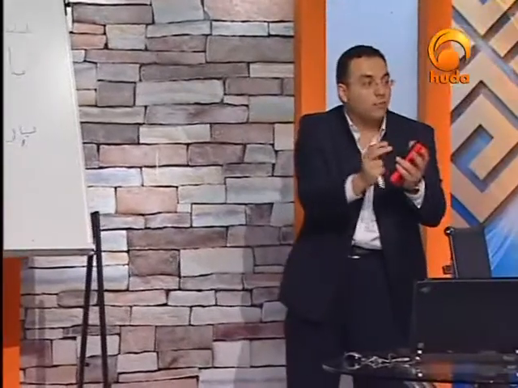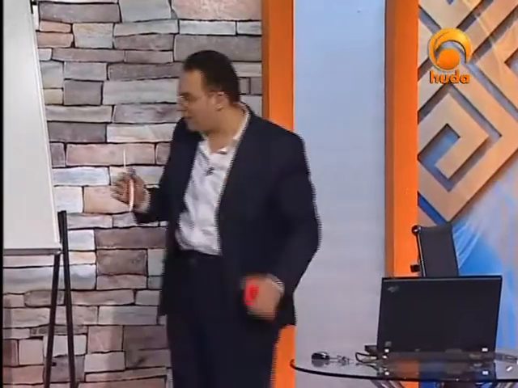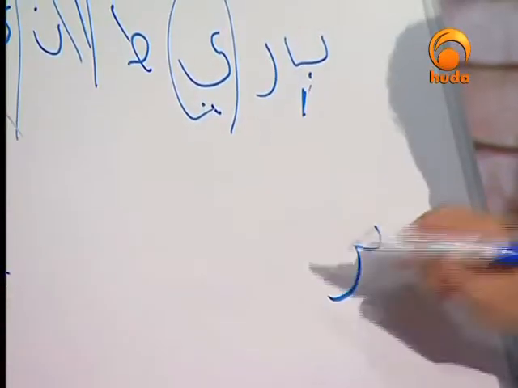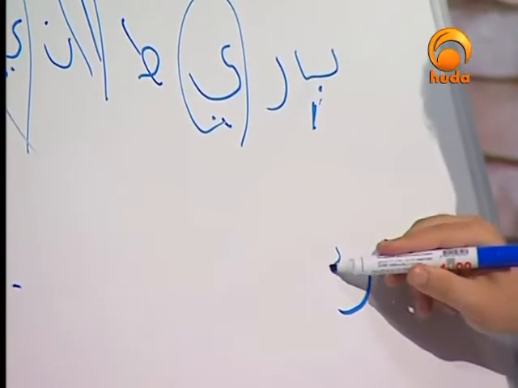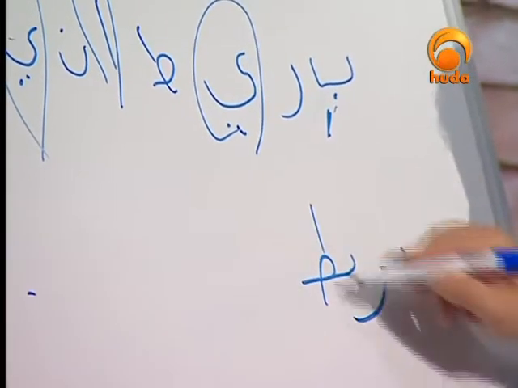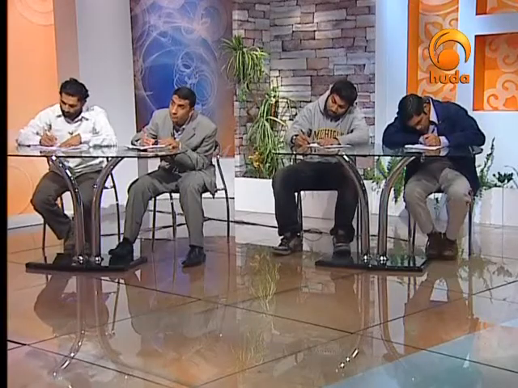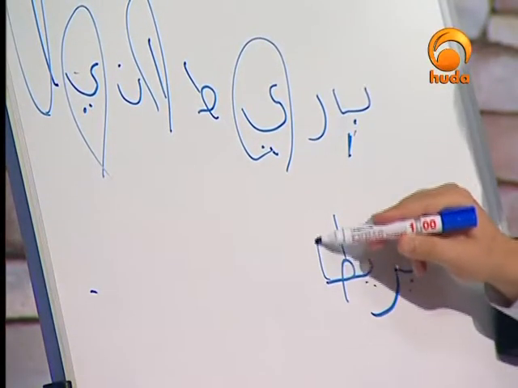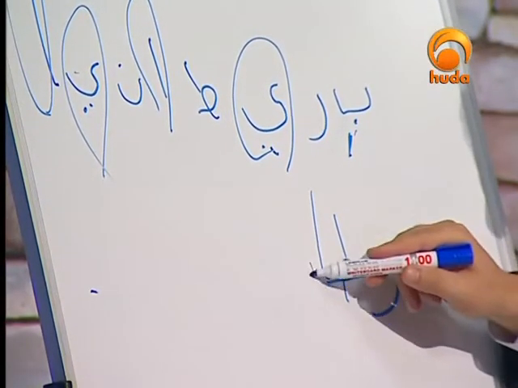Now let me combine them. Please follow me in writing this difficult word in Arabic. Here it is. Ba is connected with Ra. And then we write Ya, connected with Ta. Don't put any dot on top. Then we have two dots here. Then we have Alif. Then we have Na.